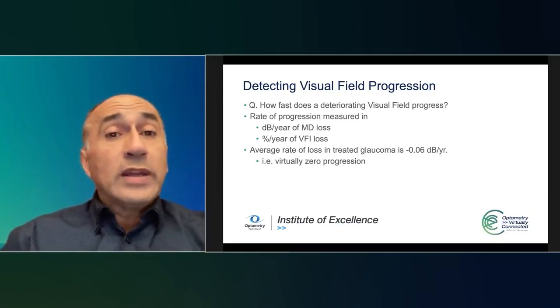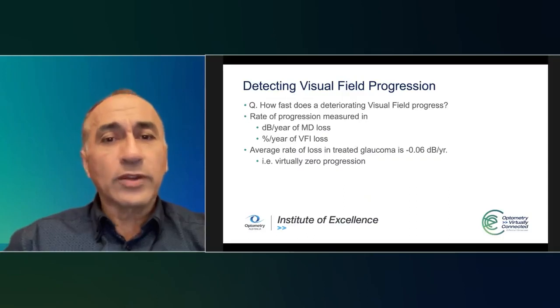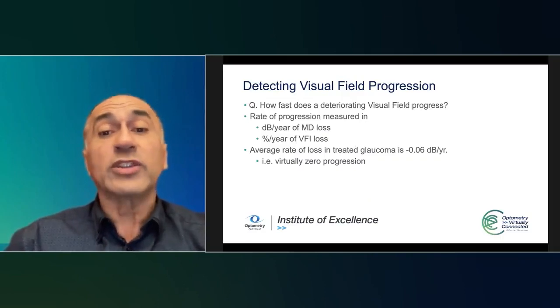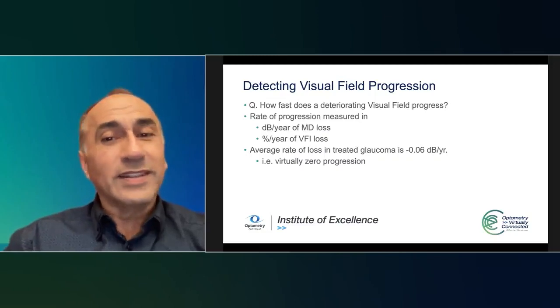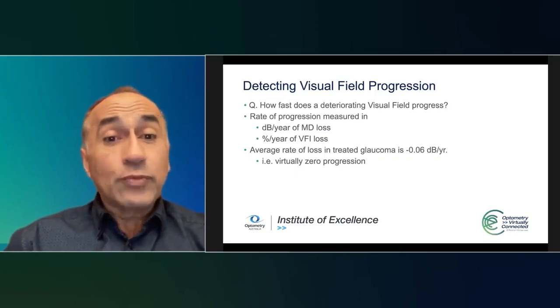They've gone into the 5 major ophthalmology hospitals in the UK and tested thousands and thousands of patient clinical records, and they found that the average rate of visual field loss in patients that are on glaucoma treatment is virtually 0, negative 0.06 decibels a year. So that means in 10 years, they'll lose 0.6 of a decibel, which is negligible. Virtually 0 progression. That's really reassuring.